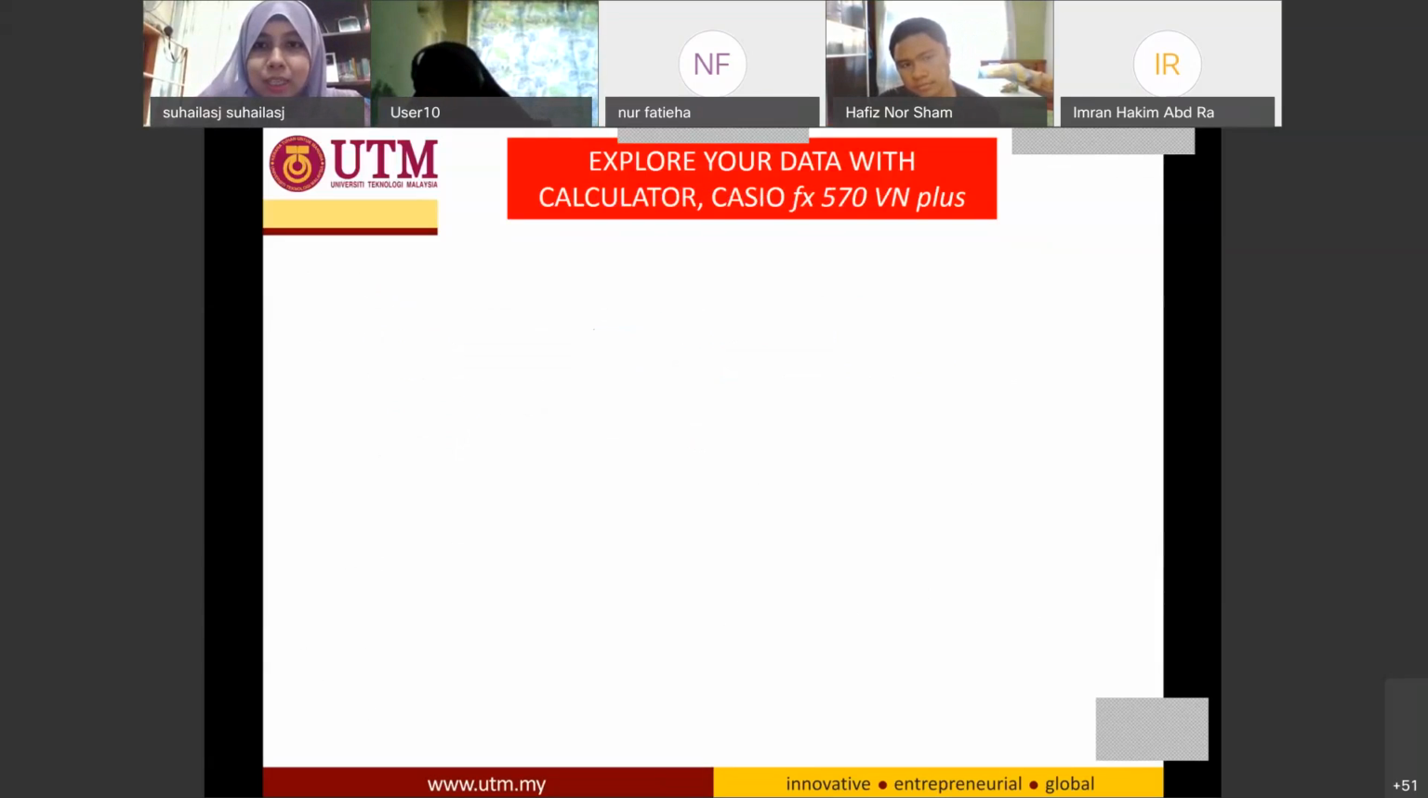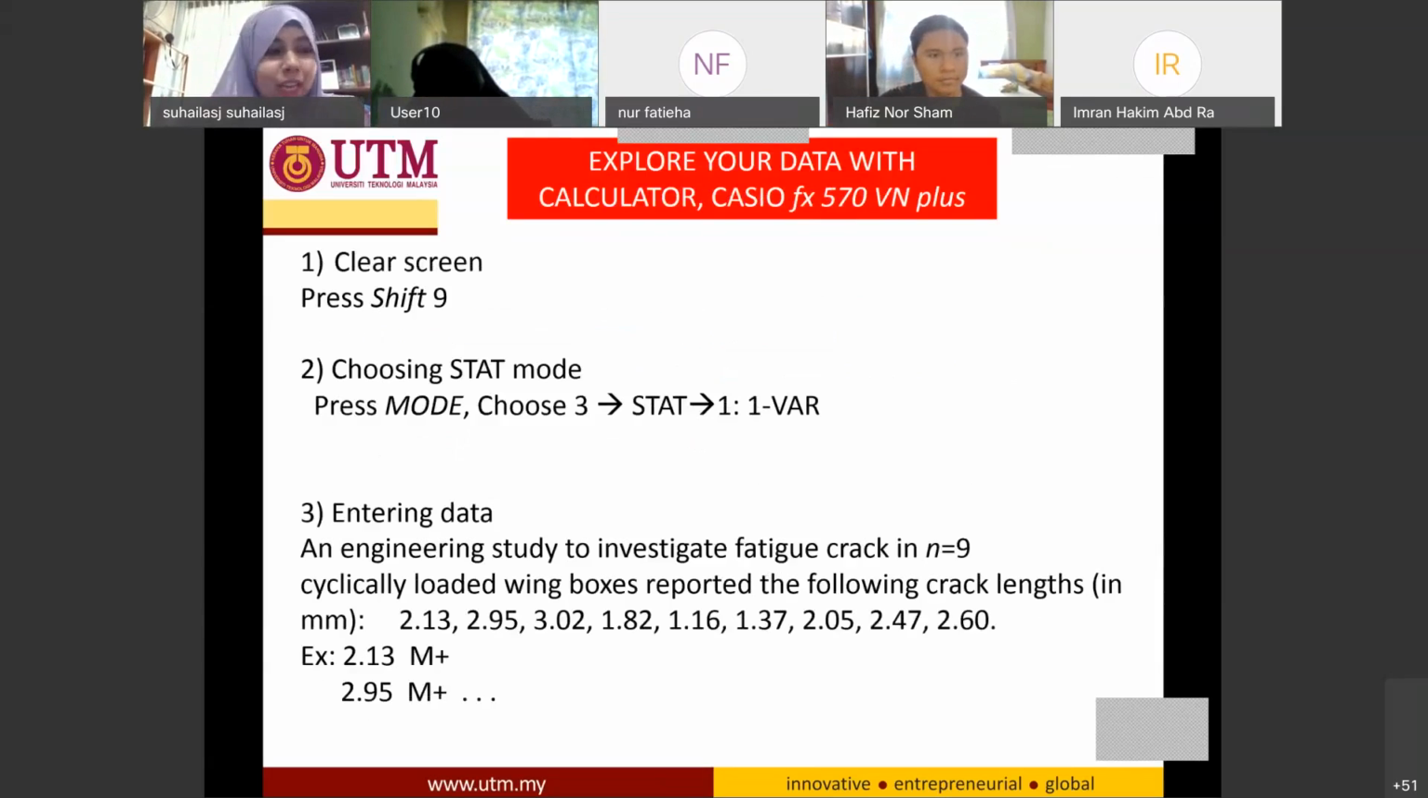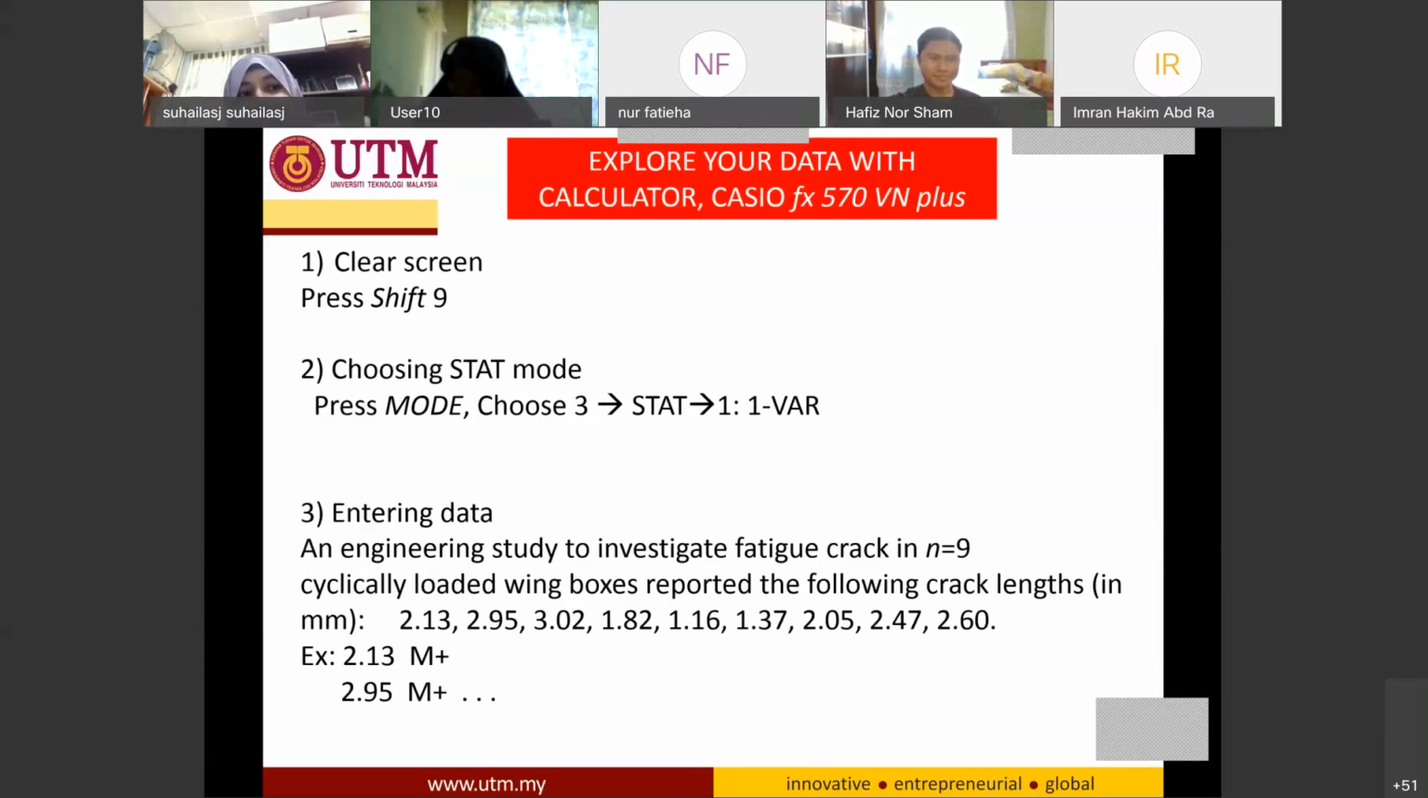Okay, so this one is for VN. VN yang, apa warna calculator kamu tu? Grey, white, tak apalah. Okay, kalau ini clear screen, shift 9. Sekejap kalau saya, sekejap.